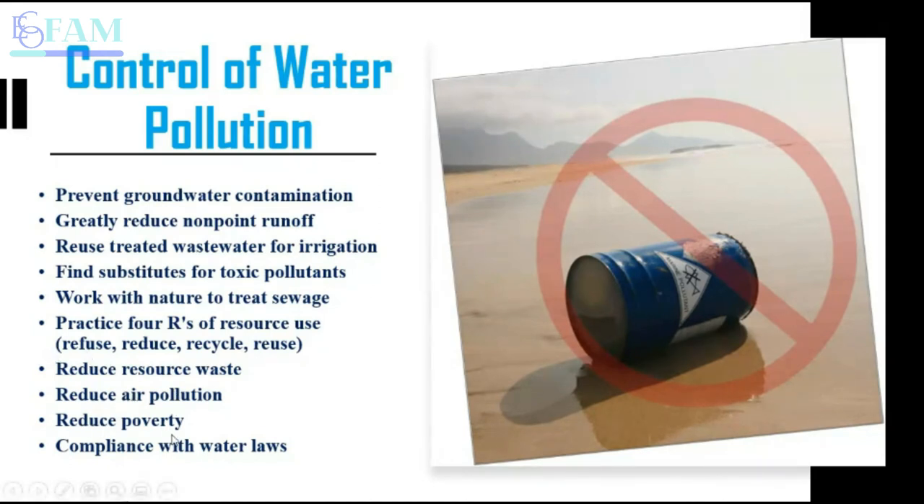Reduce poverty. Poverty is basically related to clean water availability and sanitation. If the population in any country is very high, the load on natural resources like water is very high, particularly in mega cities like Delhi and Mumbai. The load on the water resources is very high, and the waste generation is also very high, which can lead to water pollution. And importantly, compliance with the water laws.